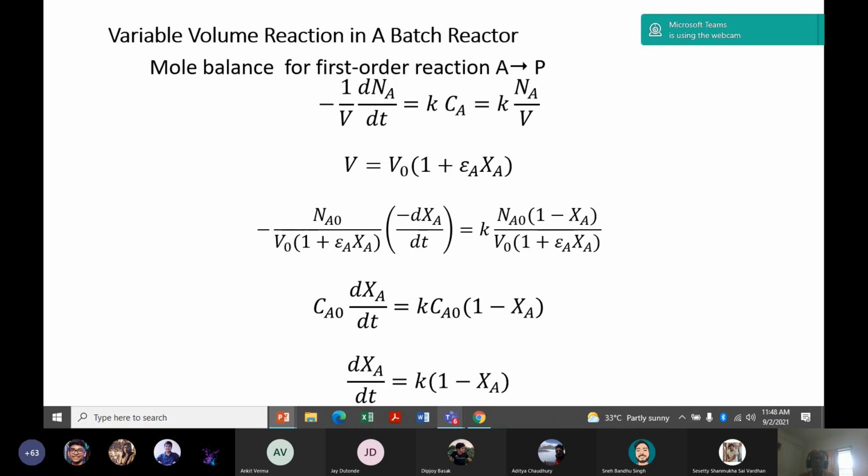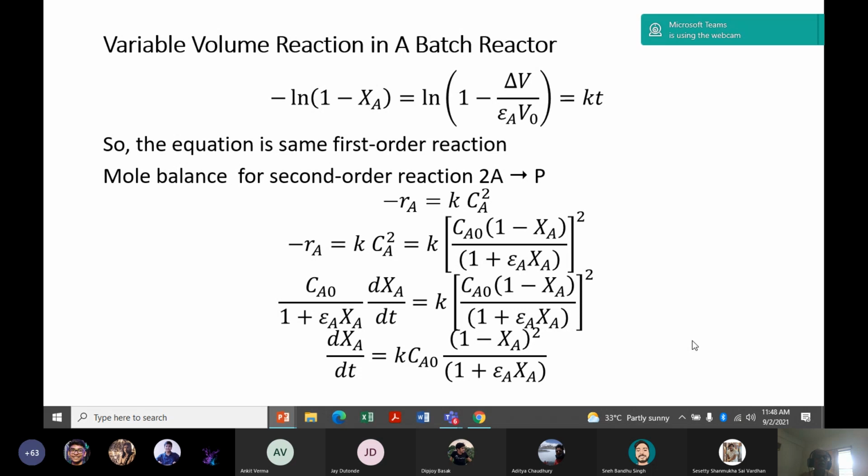We get the same expression, dXa/dt = k(1 - Xa), because the volume term cancels out on both the left hand side and the right hand side. But in case of second order, it will be different. So in a batch reactor it can also be written as minus ln(1 - Xa) is ln(1 - delta V by epsilon A V0).